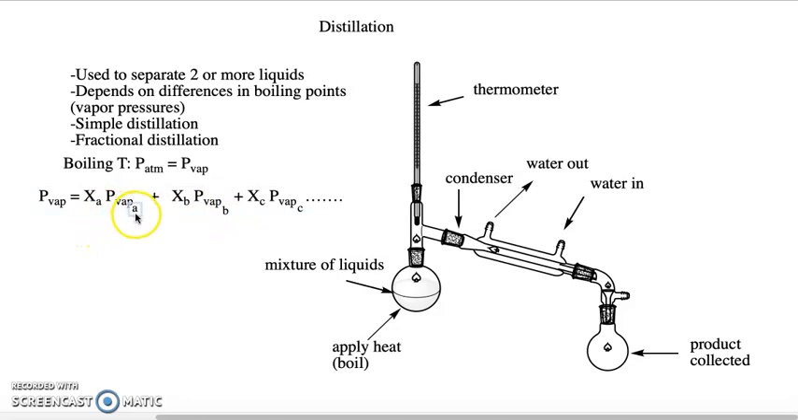I've just listed three here, liquid A, liquid B, and liquid C. And they each contribute an amount equal to the mole fraction. So to calculate the total vapor pressure, it's mole fraction A times vapor pressure A, plus mole fraction B times vapor pressure of B, and so on. So we have to account for the vapor pressure of each of our liquids and the mole fraction that they exist in. And that makes it more complicated than our simplistic sense.